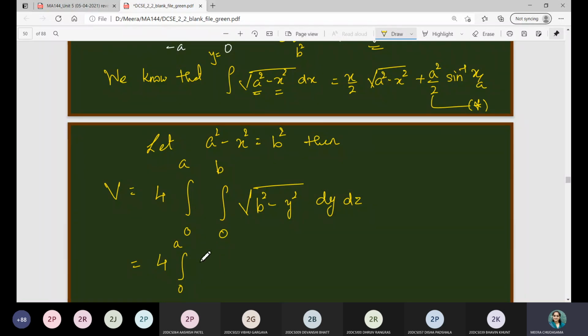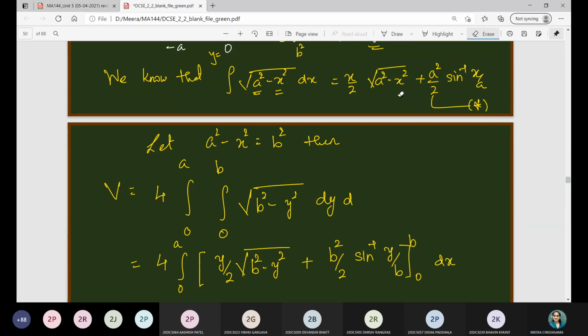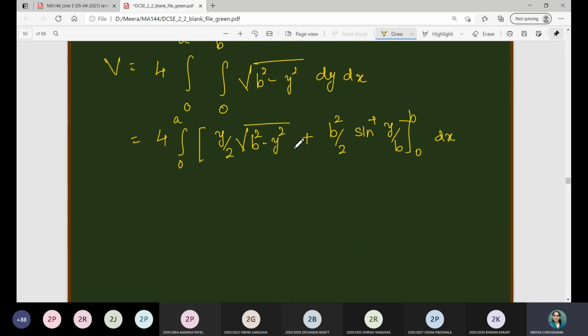So I will write the square bracket, y by 2 times the square root of the integrand as it is, that is b square minus y square, plus b square by 2 sine inverse y upon b, and it will be varying from 0 to b, and the last one is dx. Right? So let us substitute now the y value as first b and then 0.